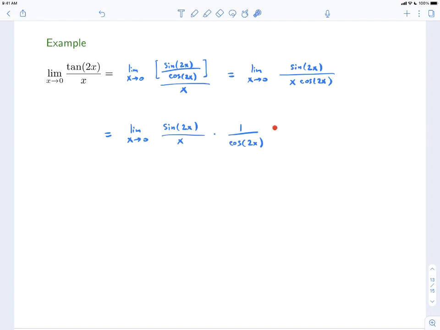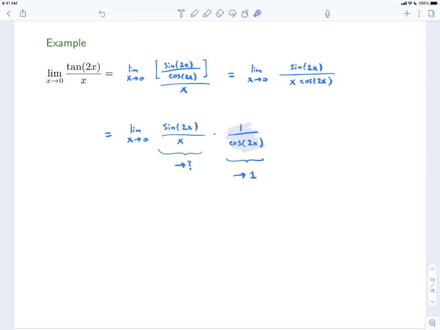As x goes to 0, this term right here is fine. That just goes to 1. This term right here goes to 1 over cosine of 0, so that just goes to 1. But what about this term? What does that go to?